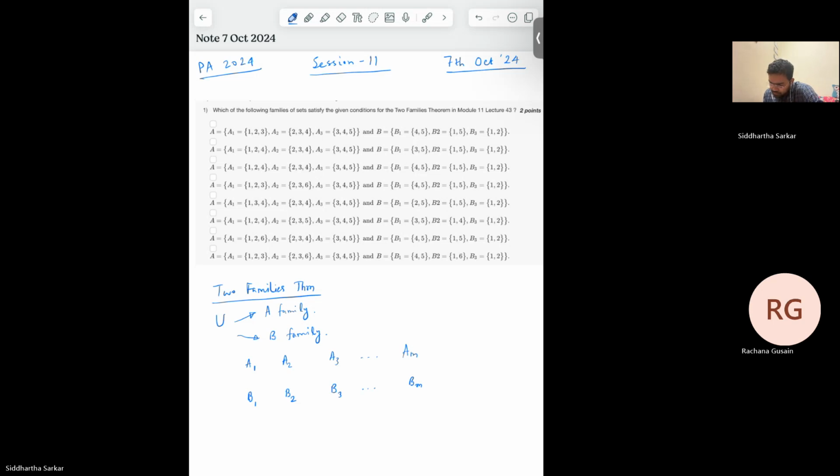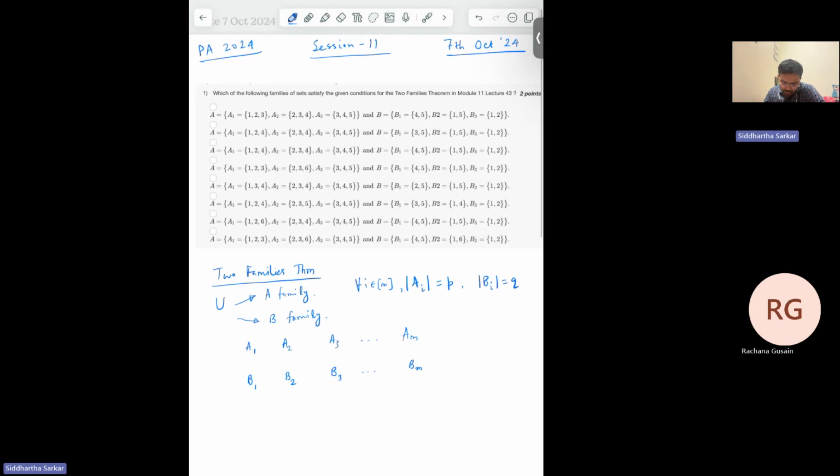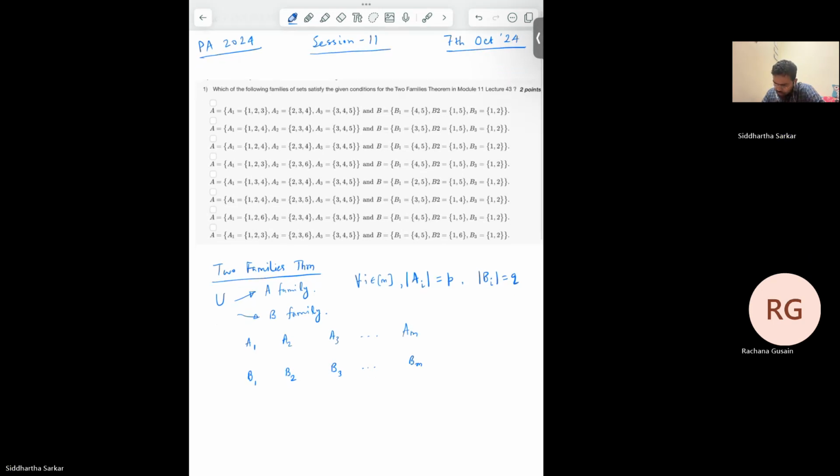Additionally, the size of every set in the A family is equal to P, and the size of every set in the B family is equal to Q. So for all i in M, this is true. These families are constructed from the universe. This is given to you.